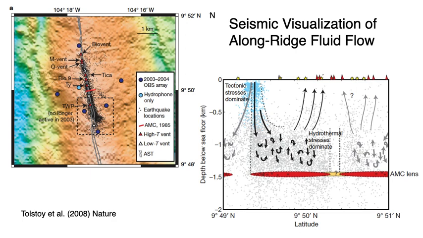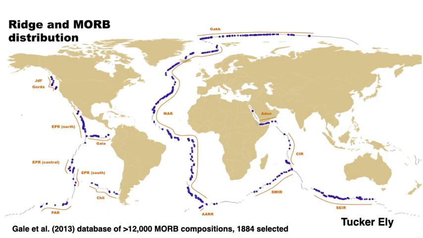There are, of course, big-time consequences for all this fluid movement through the crust and through the oceanic lithosphere. The composition of the fluid changes dramatically as it reemerges as screamingly hot water at the bottom of the ocean, and the rocks are also altered. Tucker Ely did an examination of the variation in this alteration by choosing from a database of more than 12,000 mid-ocean ridge basalt, or MORB, compositions. He did a selection of these compositions, and as you can see in this map, they are globally distributed.